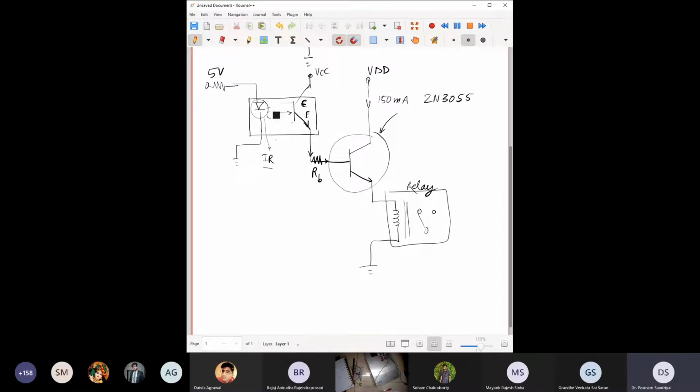When it shines light on this base, the junctions are such that when you shine a light of a certain wavelength, it causes the depletion region to become thinner. All this boils down to the physics of the junctions. For the purpose of this course, it is not very important to know exactly how this works. But when this shines light, it causes the collector emitter to become conducting.